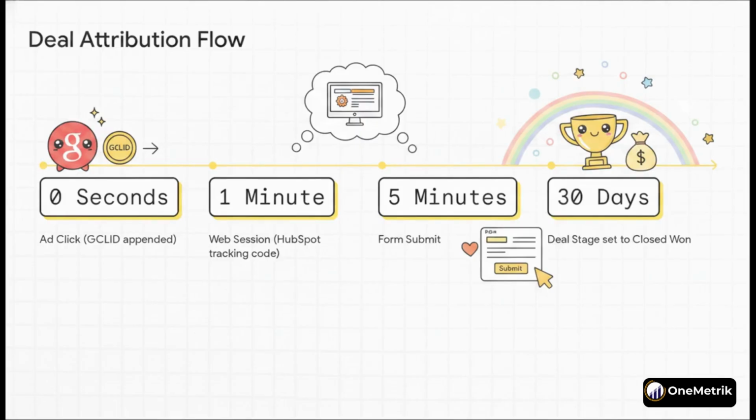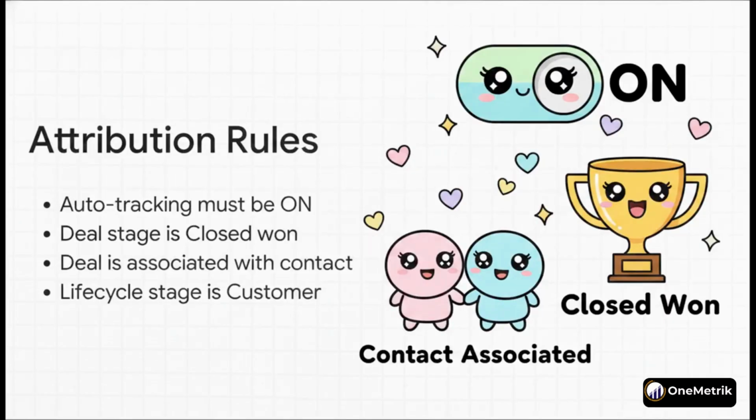Now let's fast forward a full 30 days. Your sales team finally drags that deal stage over to closed won. Even though a whole month has passed, the integration remembers. HubSpot automatically fires back and credits that original 30-day-old ad click with the closed revenue. Loop closed. But wait, there is a catch.